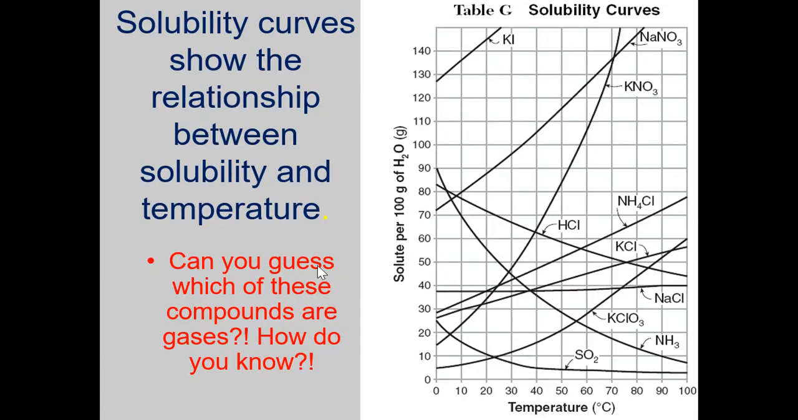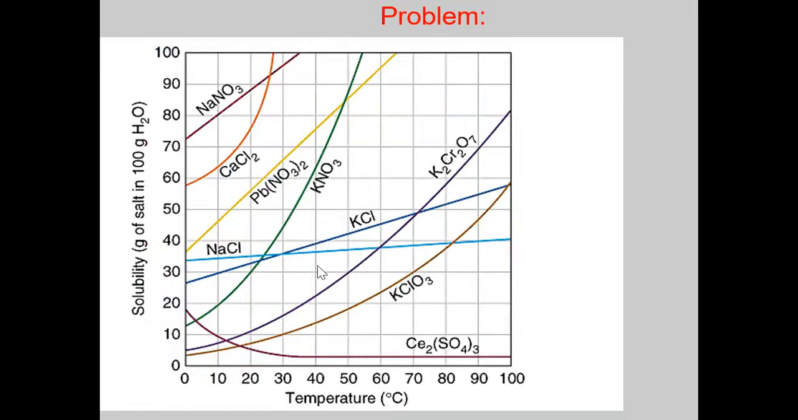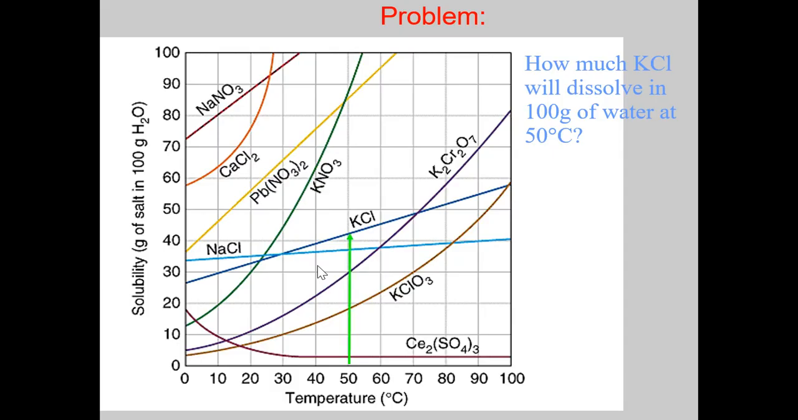So let's talk about what you can do with these solubility curves. In your notes, you should have something that looks like this for every one of these example problems. We're going to walk through trying to analyze and solve for whatever they're asking for. The first problem I gave you said, how much potassium chloride will dissolve in 100 grams of water at 50 degrees Celsius? So what you're going to do is take 50 degrees Celsius at the bottom and run a line up to the potassium chloride line.